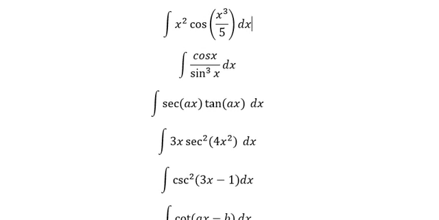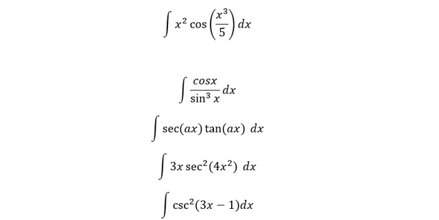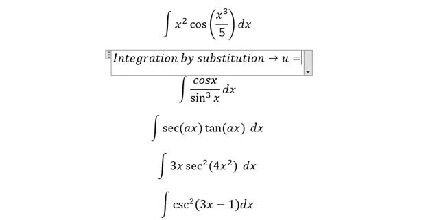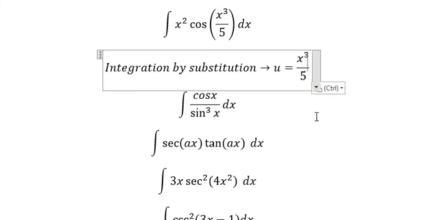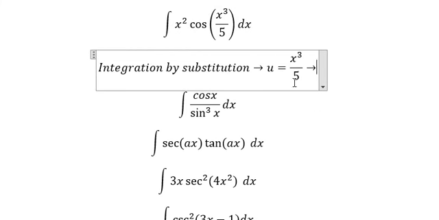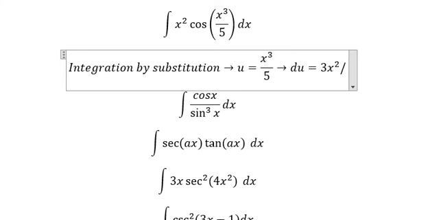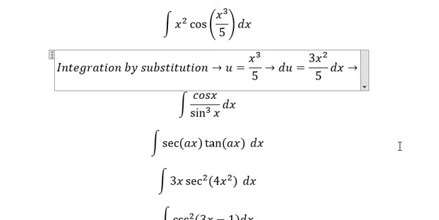Next, we need to use integration by substitution. So I will put u equals to this one. So we do the first derivative for both sides. You got 3s squared over 5 ds. Because we don't have number 3 over 5, so we divide both sides by number 3 over 5. And you got 5 du over 3 equal to s squared ds.